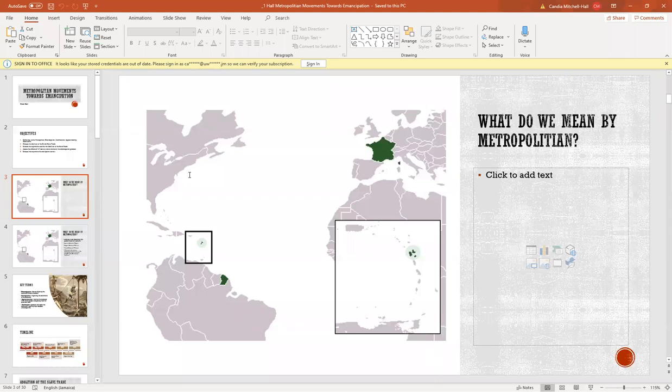All right. So what do we mean by the metropole or metropolitan? Because that is the name of the theme. The theme is metropolitan movements. What do we mean by metropolitan? You hear the word metropolitan, what comes to mind? Somewhere, a country, an area. Very good. Anyone else? When you hear the word metropolitan, what comes to mind? Sir, a large city. A large city. Very good.